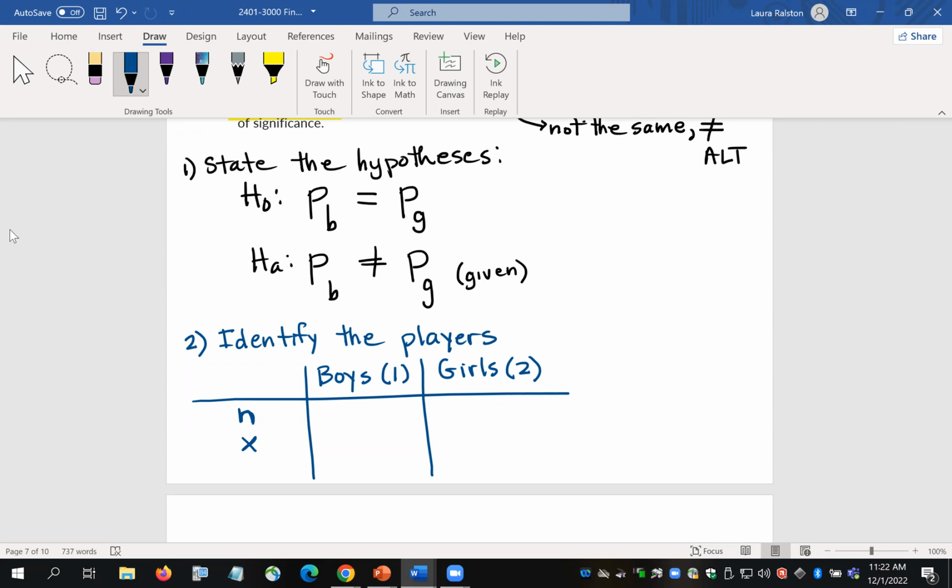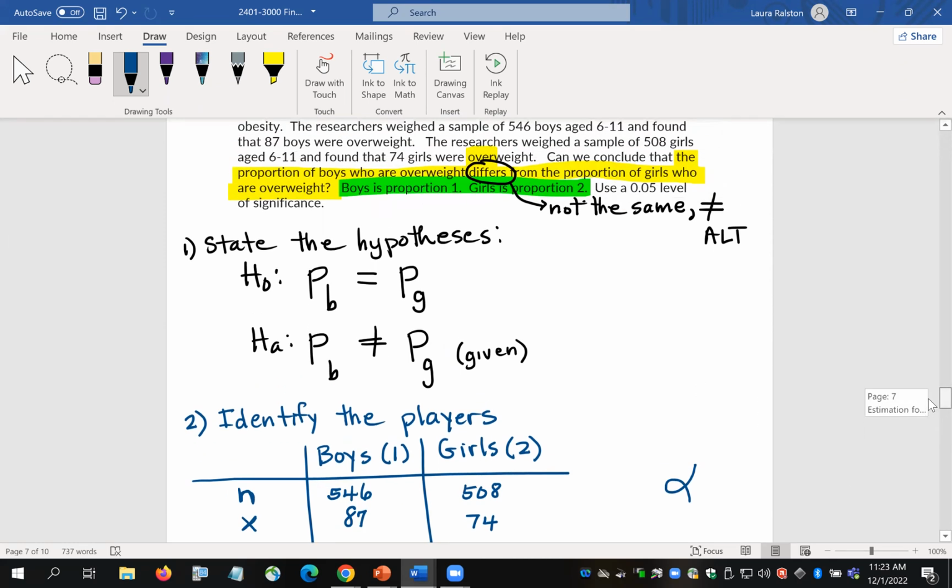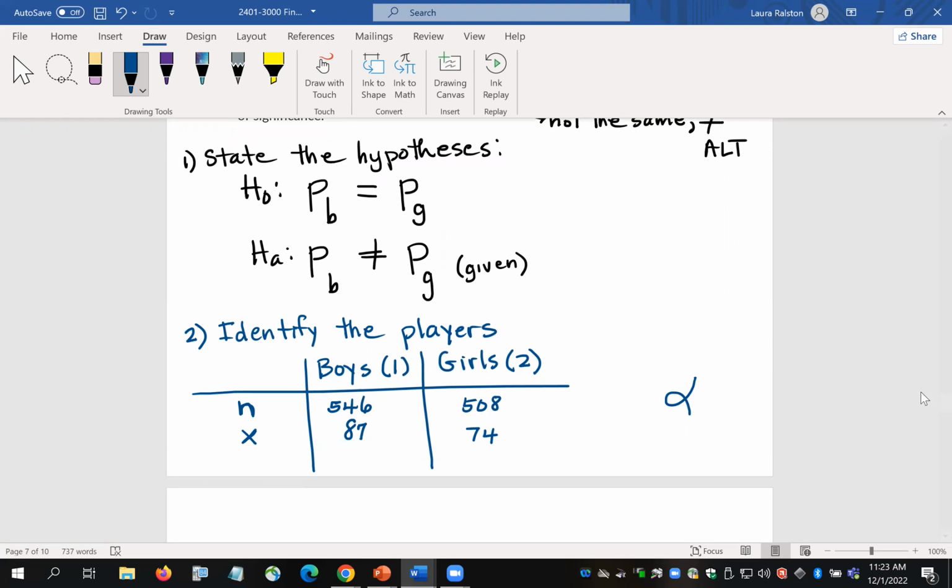Okay, so 546 boys were surveyed and 87 were overweight. We surveyed 508 girls and 74 of them were overweight. And we also need our level of significance, or alpha, and it was given as 0.05. If the significance level is 0.05, our confidence level is 95%.